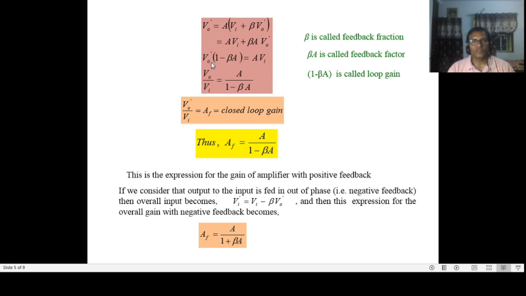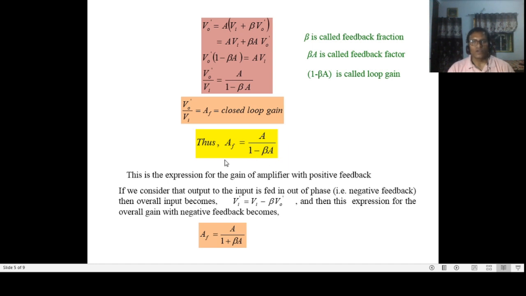So left hand side becomes Vo dash times 1 minus beta A is equal to A Vi. This Vi can be sent to the left hand side, and 1 minus beta A can be sent to the right hand side, so that this expression becomes Vo dash over Vi is equal to A upon 1 minus beta A. Now this ratio Vo dash over Vi is nothing but the closed loop gain, or the gain of the amplifier with feedback. So thus gain of the amplifier with feedback becomes A upon 1 minus beta A.